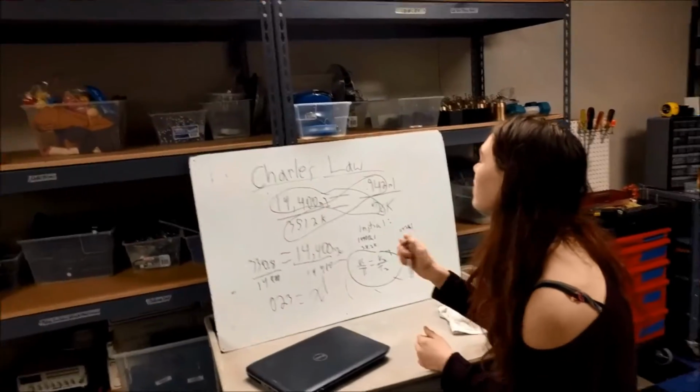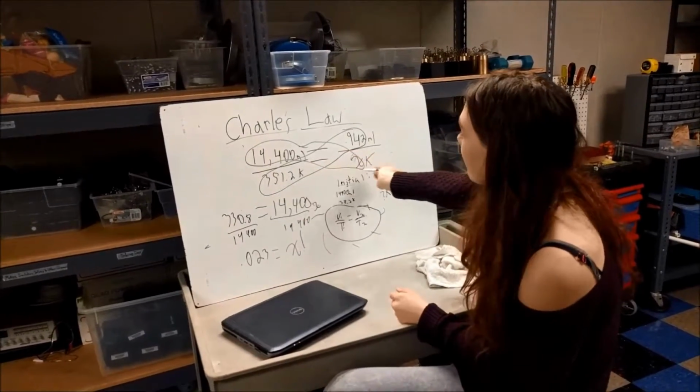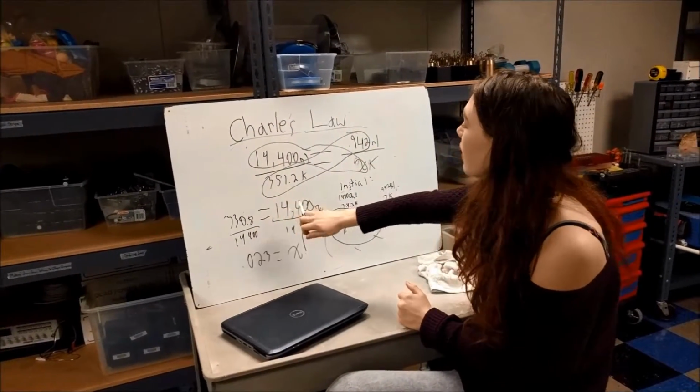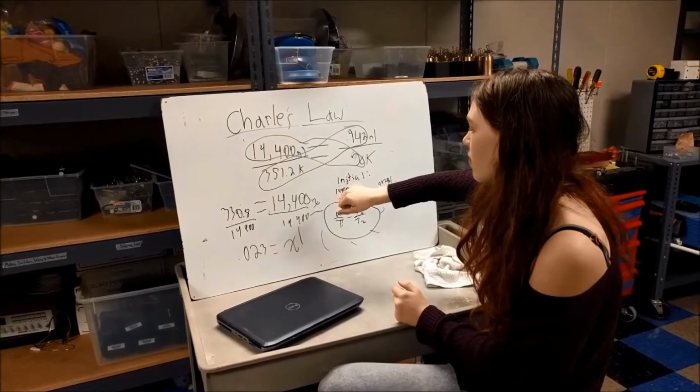Okay, so now to finish this problem up, we simply do cross multiplication, and then we get 330.8 equals 14,400x.